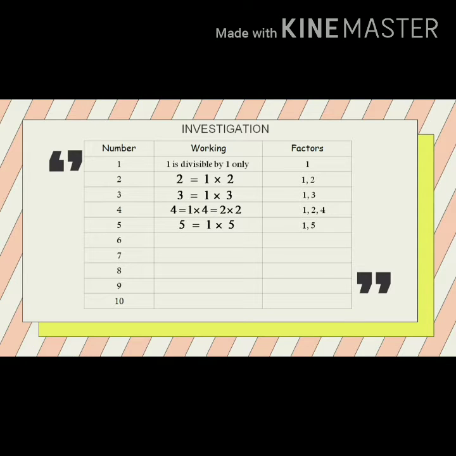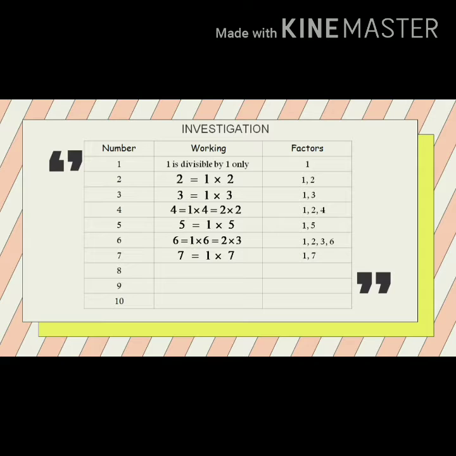How about 6? 6 equals 1 times 6 and 2 times 3 equals 6 also. So the factors of 6 are 1, 2, 3, and 6. How about 7? Yes, 7 made from 1 times 7. So the factors of 7 are 1 and 7.